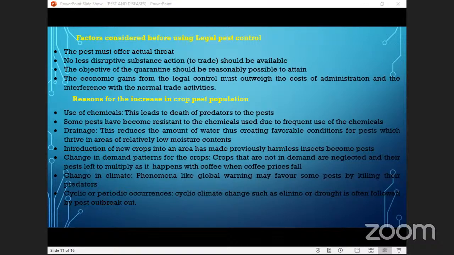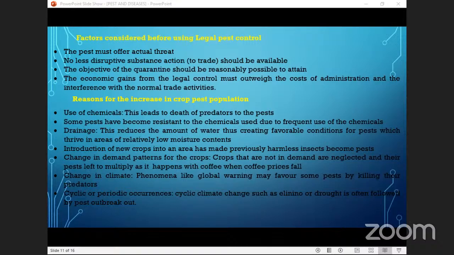Drainage. This reduces the amount of water, thus creating favorable conditions for the pests which thrive in areas of relatively low moisture content. Most people have drained the swamps for settlement, but that has led to the increase in pest population because there are those pests which enjoy staying in such areas, and such areas enable them to multiply so easily.